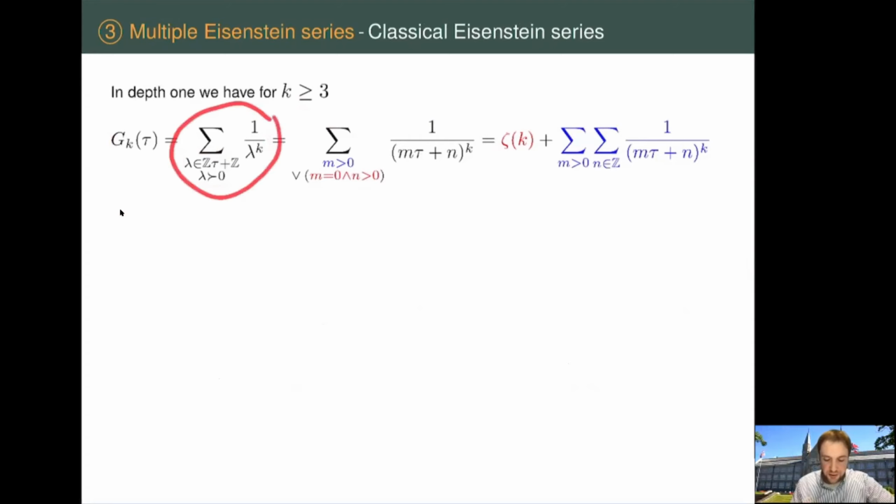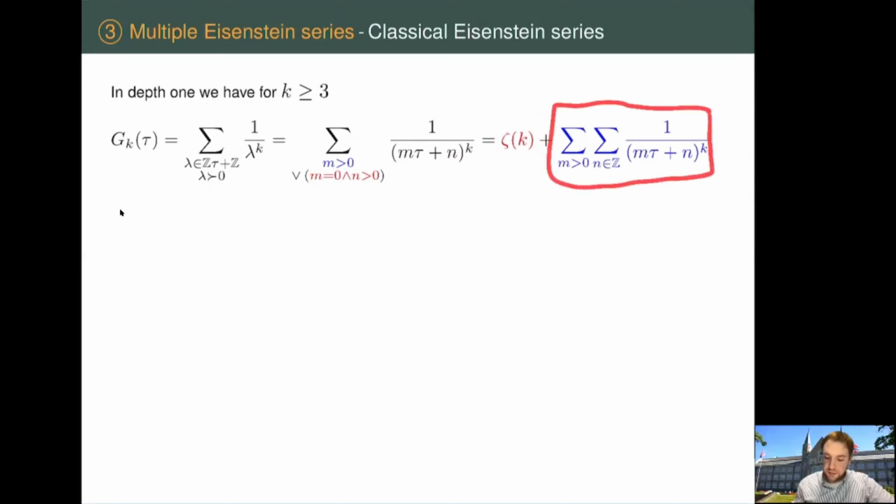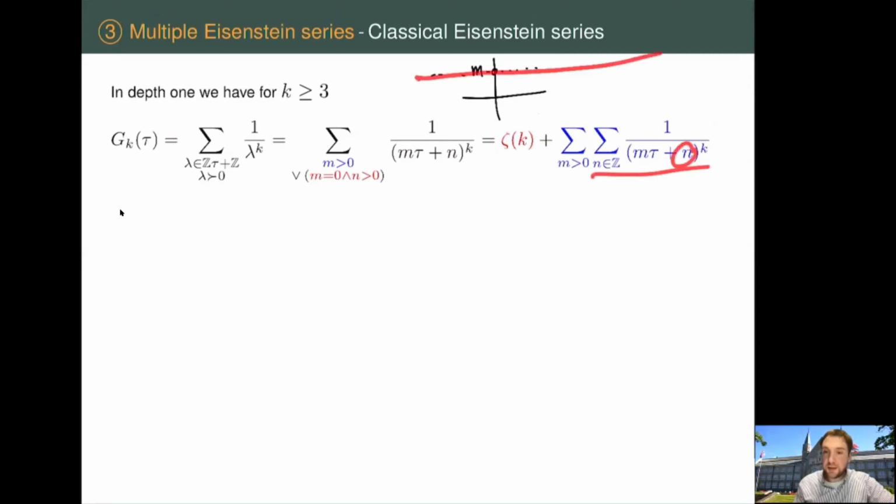This summation can now be split up into the lattice points in the upper half plane and the lattice points on the positive real axis, meaning the upper half plane is m greater than 0, and the positive real axis is this part here. As I said at the beginning, the part on the positive real axis gives me the zeta value, and the rest gives me this sum here. So I take the sum over m, and for a fixed m, I take the sum over all n on this line here.